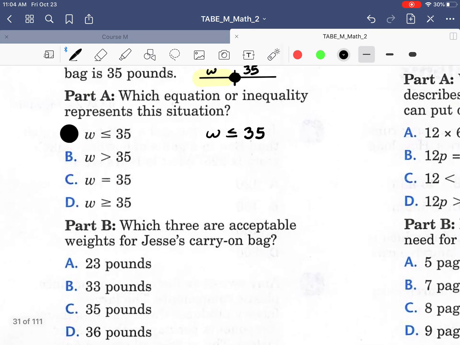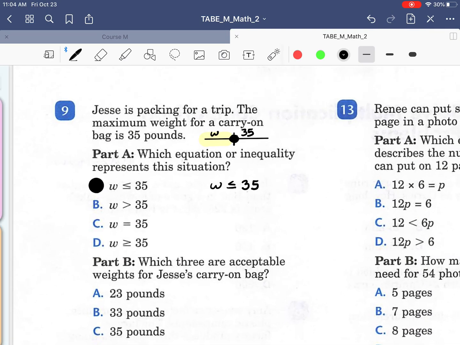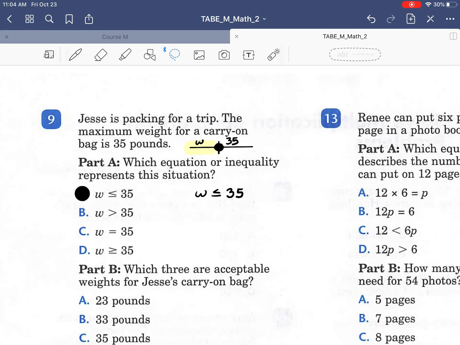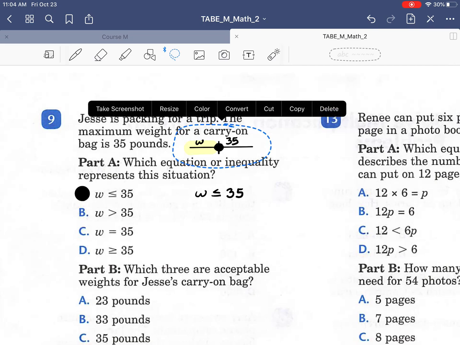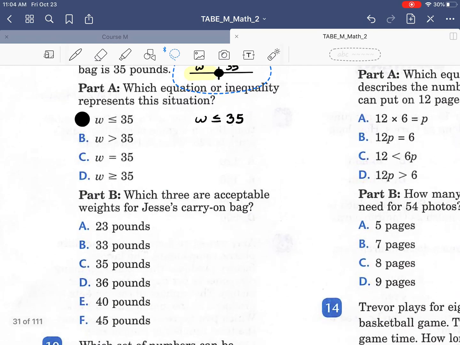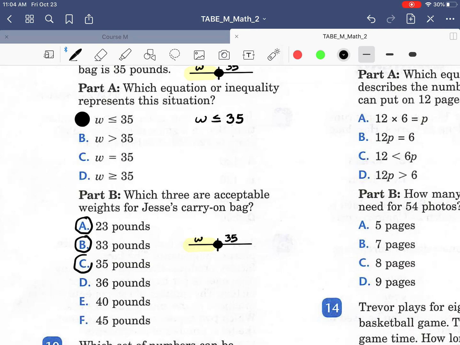Which 3 are acceptable weights for Jessie's bag? Remember, let me pull the graph down here so you can see that. It has to be 35 or less. So I would say A, B, and C. 35 or less.